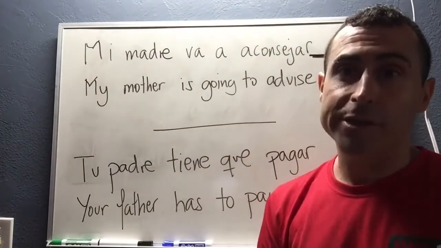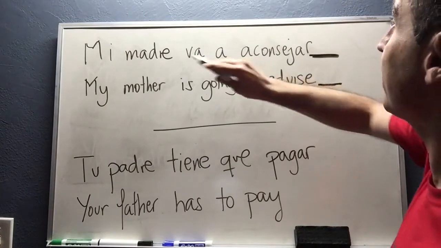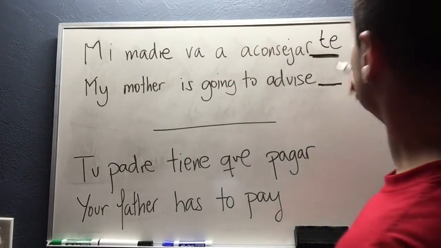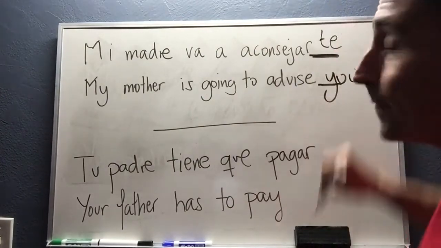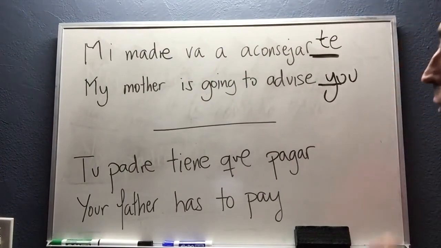the direct object pronoun and the indirect object pronoun. Like, for example, aconsejar, mi madre va a aconsejarte. My mother is going to advise you. And this is gonna be very soon too. We use this a lot for communication, okay?